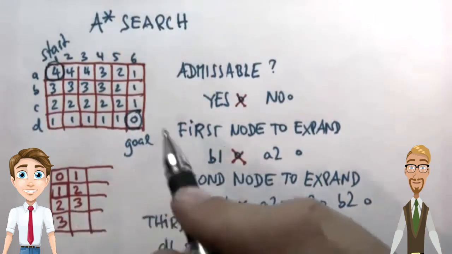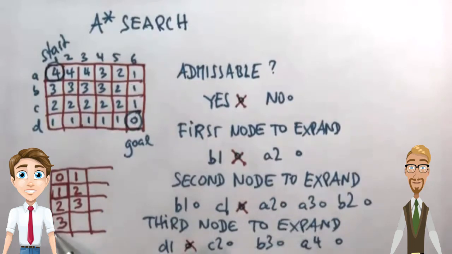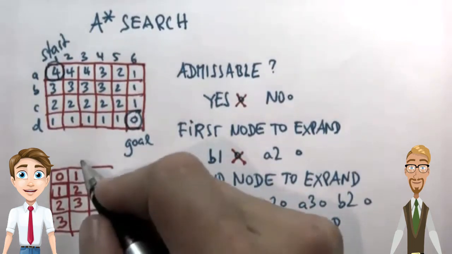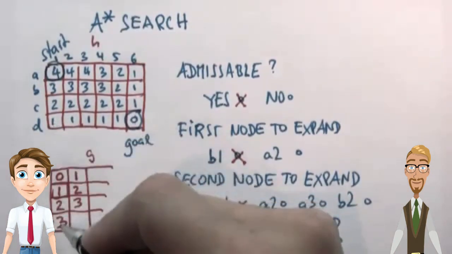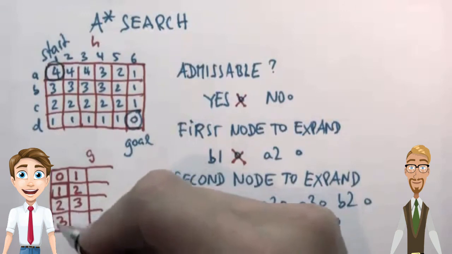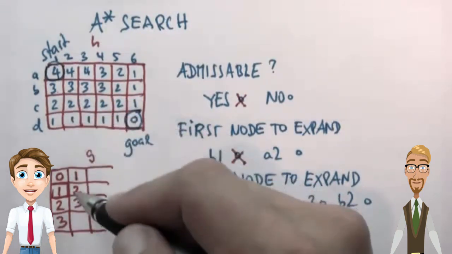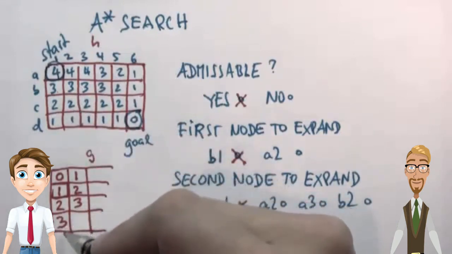So we will expand D1 next. And notice how in the sum of G and H, this node over here, which has a total of 4, is better than any other node that is unexpanded. So in particular, 4 plus 1 is 5, and 3 plus 2 is 5 as well, and 2 plus 3 is 5 as well. So this is the next one to expand.